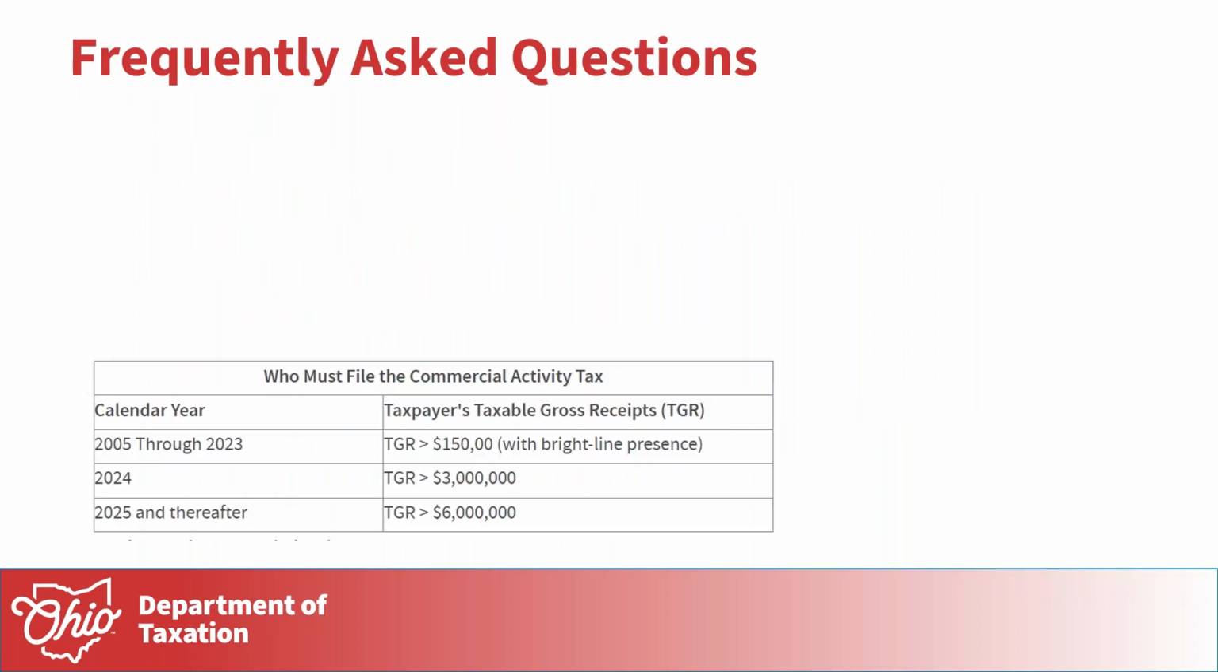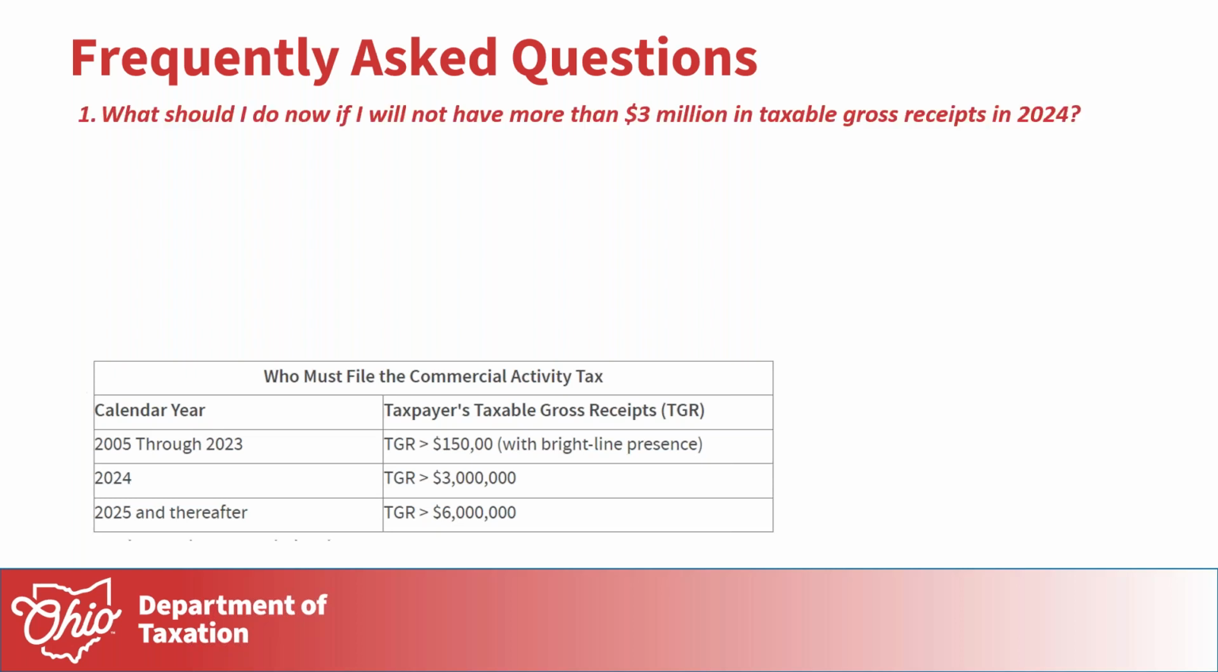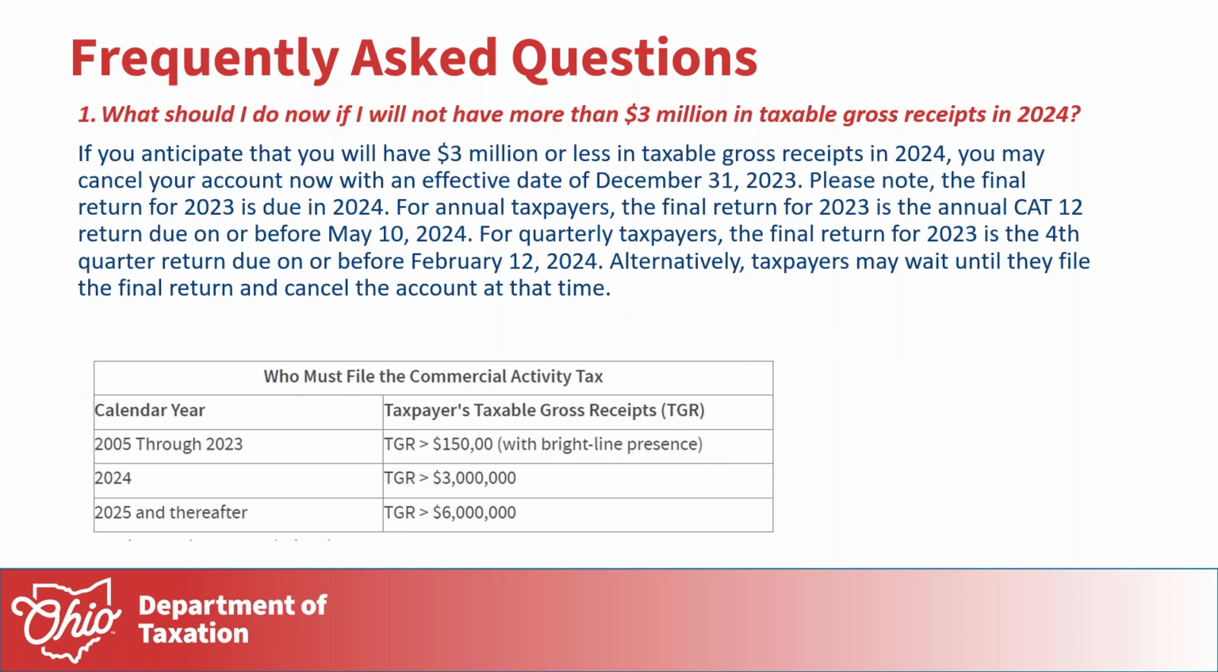So now let's take a moment and go over some of our frequently asked questions that we've received so far. The first one: what should I do now if I will not have more than $3 million in taxable gross receipts in 2024? If you anticipate that you will have $3 million or less in taxable gross receipts in 2024, you may cancel your account now with the effective date of 12/31/23.